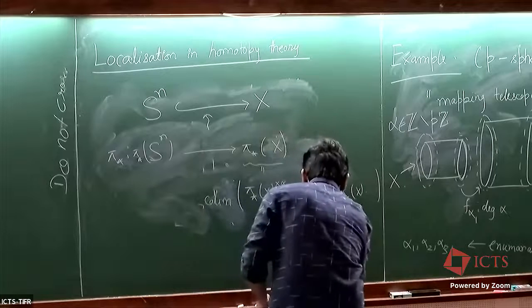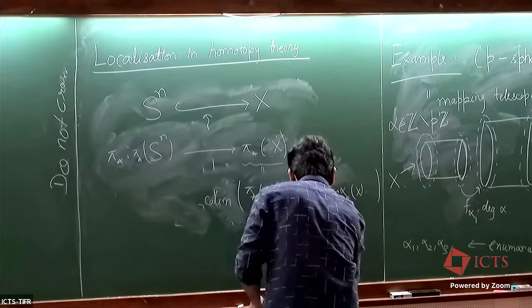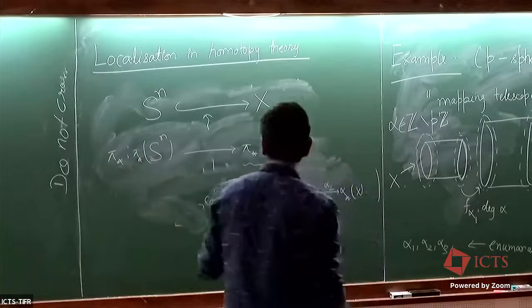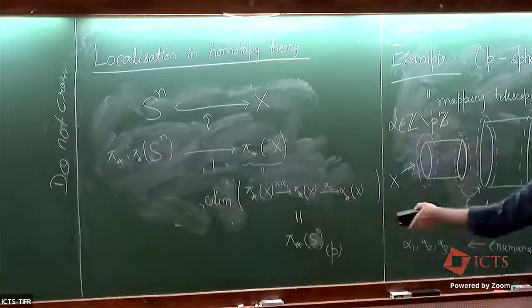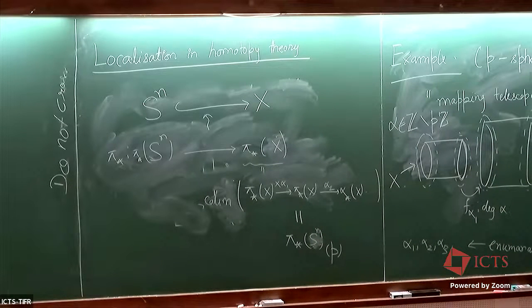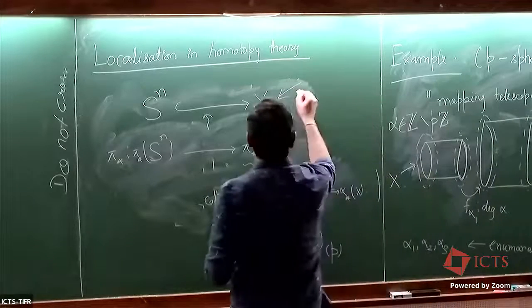So we see that under this theorem, under this third equivalent criterion, this inclusion map is nothing but the P-localization.